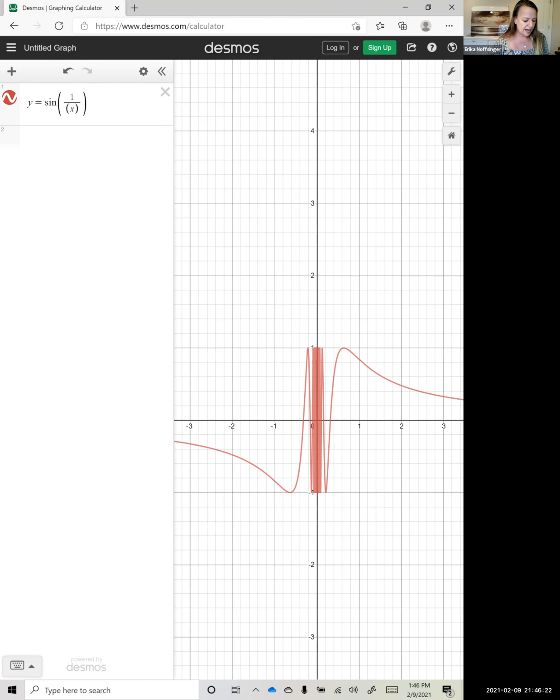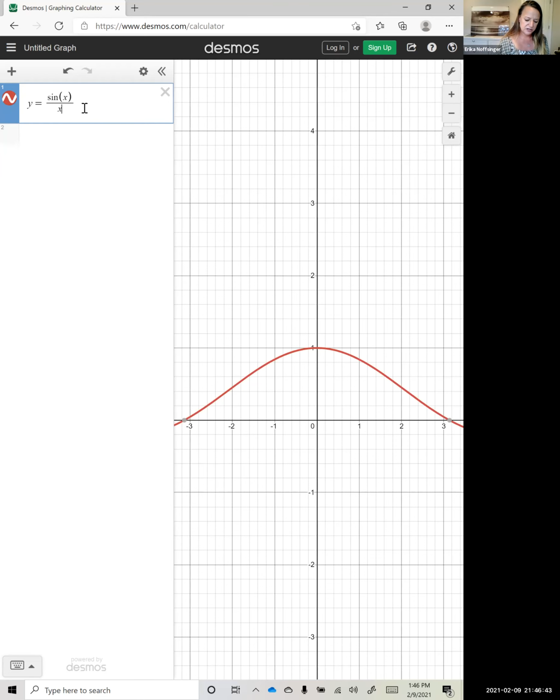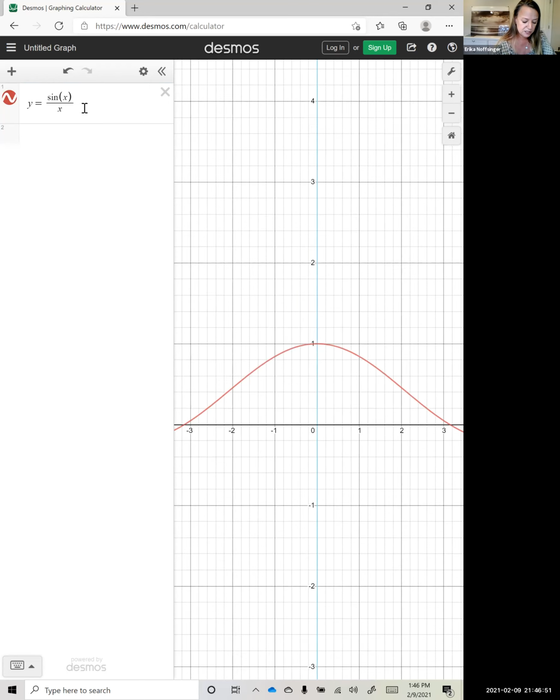Because we have it up, I want to look at that other function we were just looking at, sine of x all divided by x. So let's change this. We saw that that limit was actually 1. Here's the graph of sine of x over x. There really should be an open circle there when x is 0 because it's undefined. You can't have 0 in the denominator.